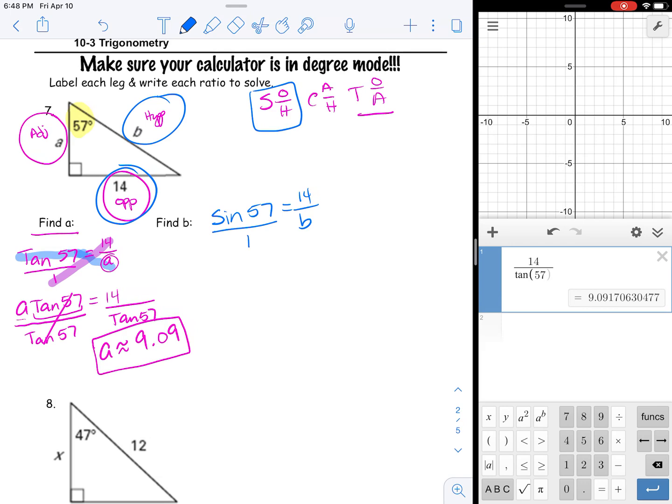Again, put sine 57 over 1, cross multiply, 14 times 1, 14. B times sine 57, B sine 57. Pause. Is B alone? It is not. We'll continue with dividing by sine 57 to get B by itself.